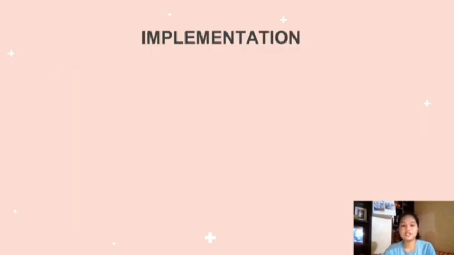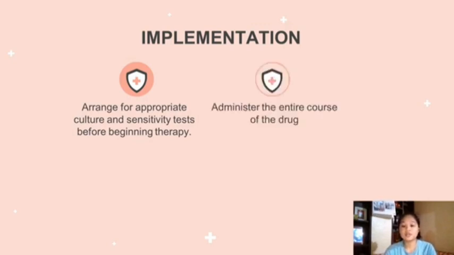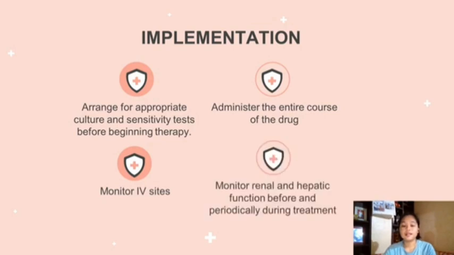For implementation, we have to arrange for appropriate culture and sensitivity tests before beginning therapy to ensure the appropriate drug is used. And we also need to administer the entire course of the drug to get the full beneficial effects of the drug and to monitor the IV sites to ensure that phlebitis or infiltration does not occur. We also need to monitor the renal and hepatic function before and periodically during treatment to assess for possible dysfunction, and stop the use of the drug if signs of hepatic and renal failure are present.